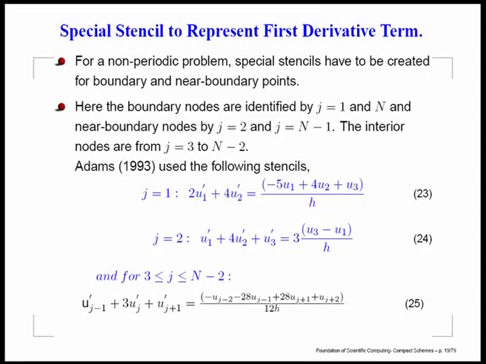So, let us look at some of the things which people have been doing. This was taken from Nick Adams' thesis work.